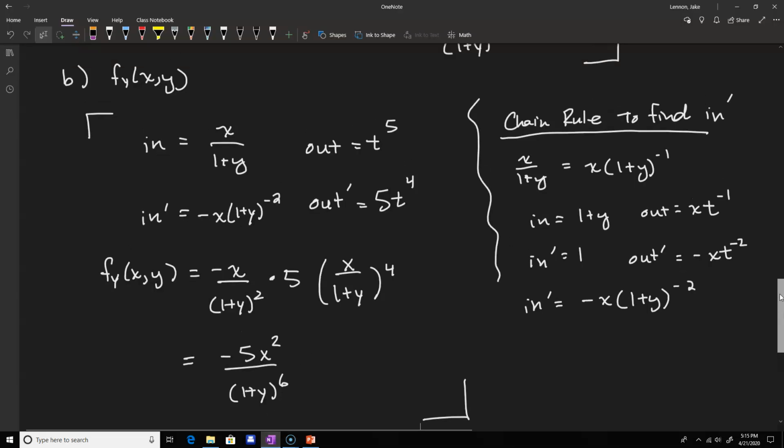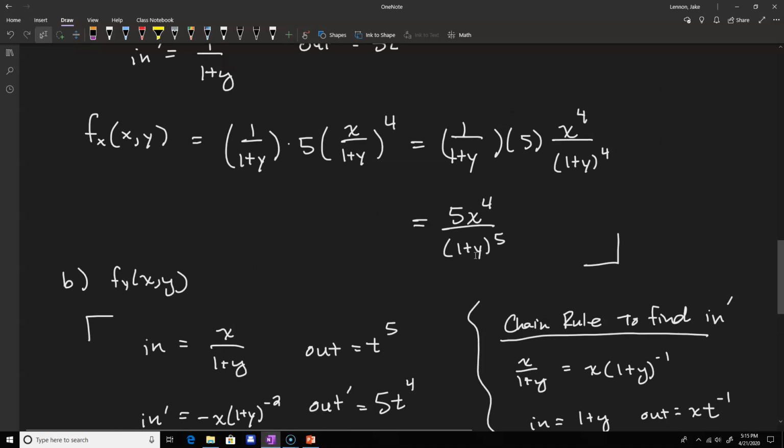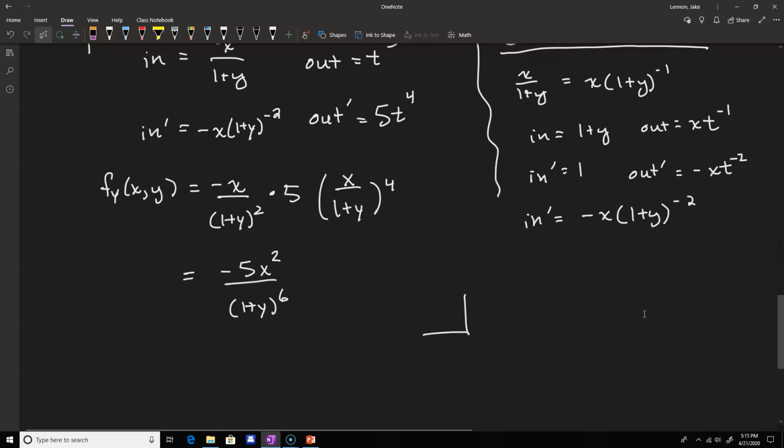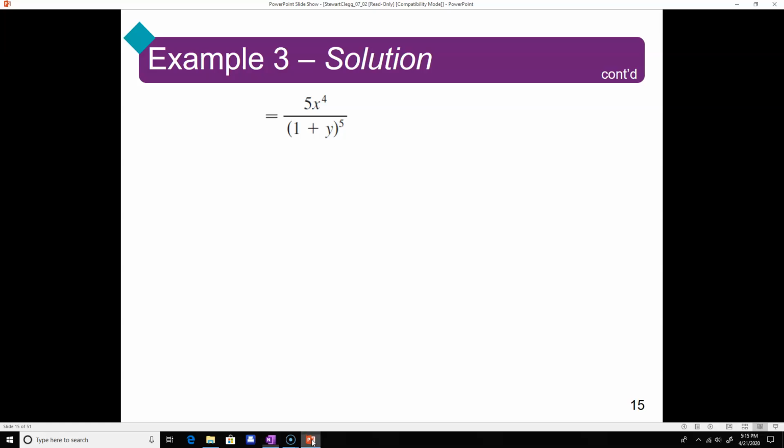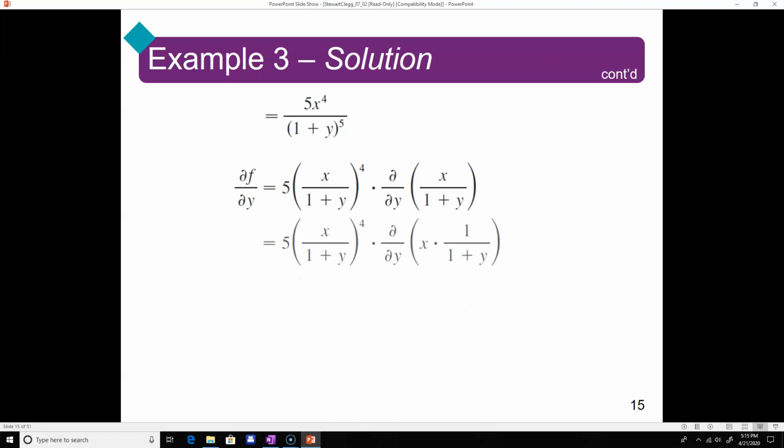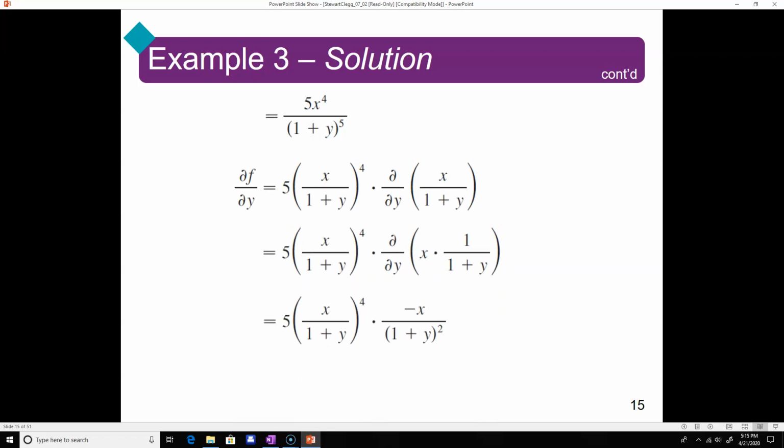So let's scroll back up to partial with respect to x. We got the same answer. So now when we do the partial with respect to y, we're looking for minus 5x squared over 1 plus y to the 6th. So we see the partial with respect to y. They don't write out all the details, so I've got a little more detail in my examples, but we can see that they get the same answer. Negative 5x to the 5th over 1 plus y to the 6th.